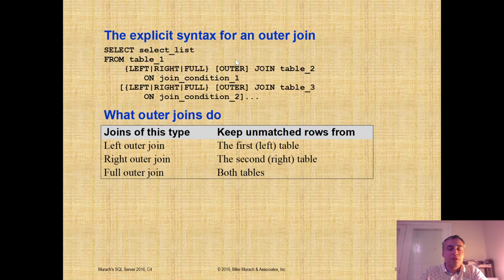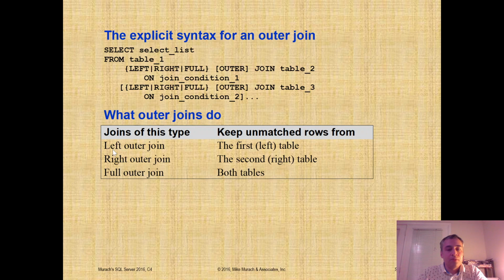Outer is complementary, it's not necessary, but left, right, and full is, otherwise it will be just join, which is an inner join. It does look a lot the same, but let us talk through the meaning of this.